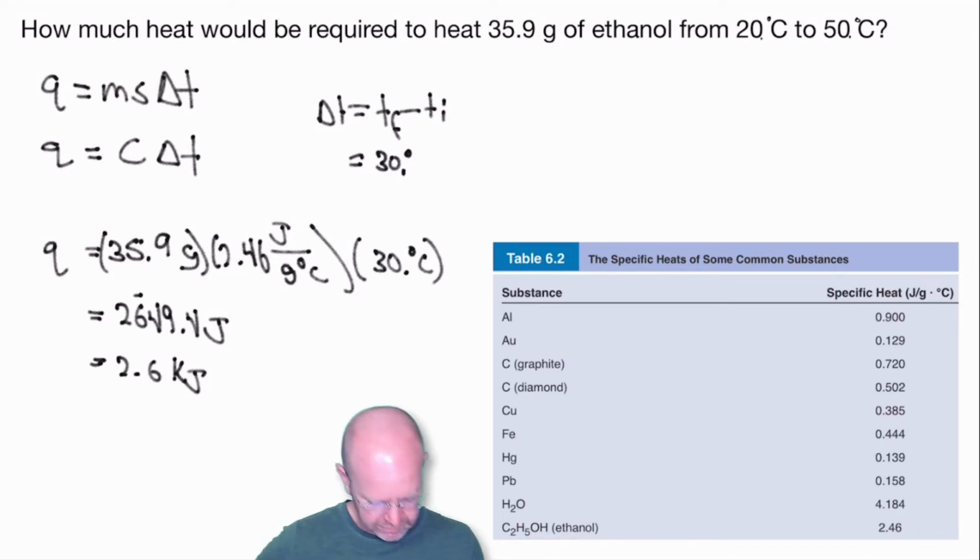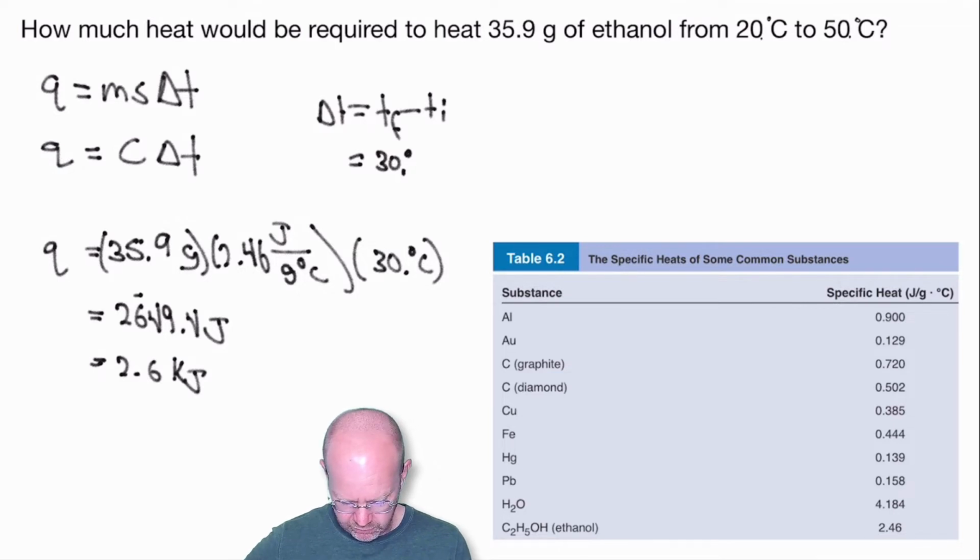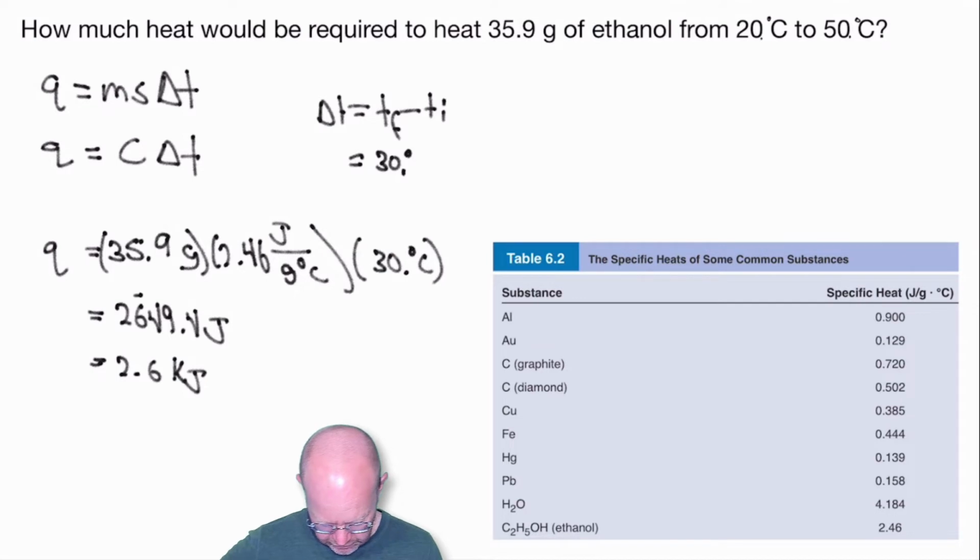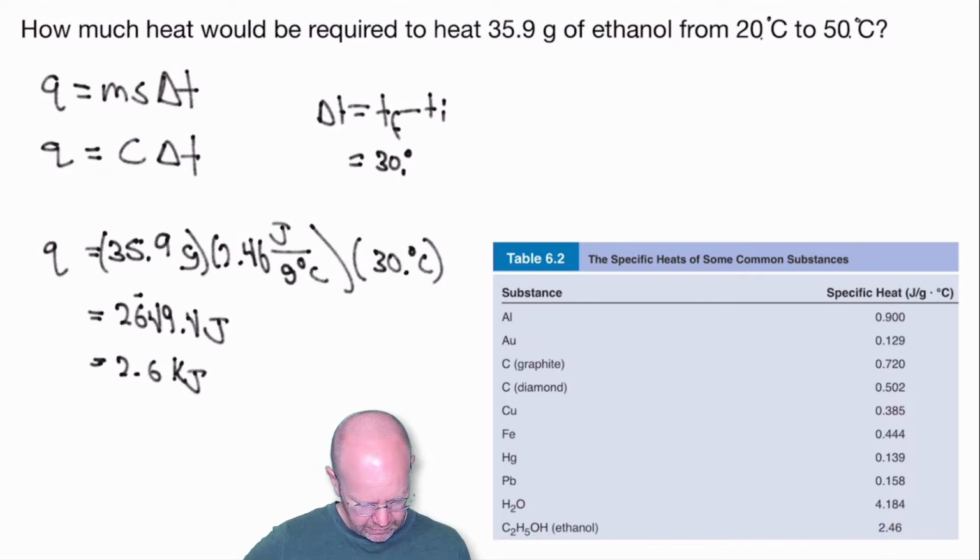Oh, I guess we're going to do an example first. How much heat would be required to heat 35.9 grams of ethanol from 20 to 50 degrees? These calculations are pretty straightforward as long as you have the data. What we have is a mass in grams, and we have a table that has specific heats. We know that it takes 2.46 joules per gram degree Celsius to raise the temperature. So we're just going to use this top equation here because we have specific heat and we have mass and we have a change of temperature.